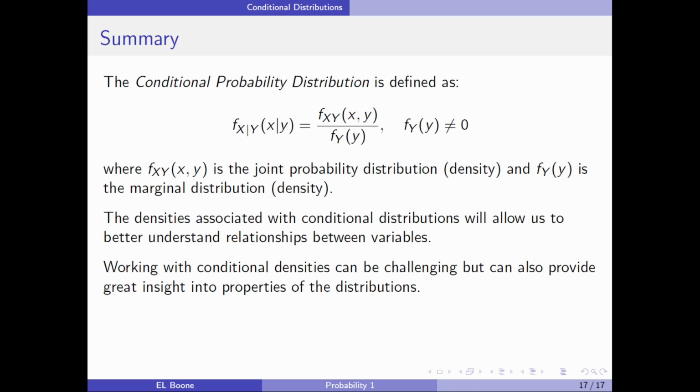We can look at that with relationships. And working with conditional densities can be a bit challenging, but can also provide great insight into properties of the distribution, which we'll talk about later, like this idea of memorylessness. I don't think that's an actual word. But anyway, we'll worry about that later.